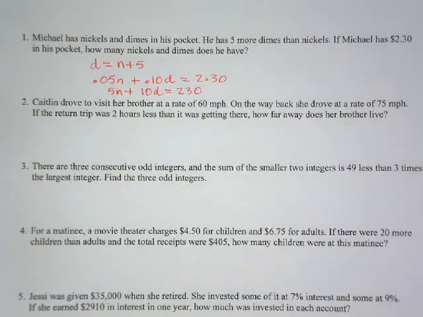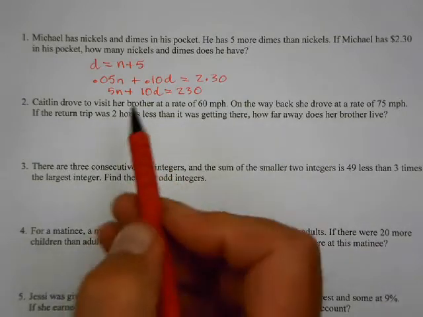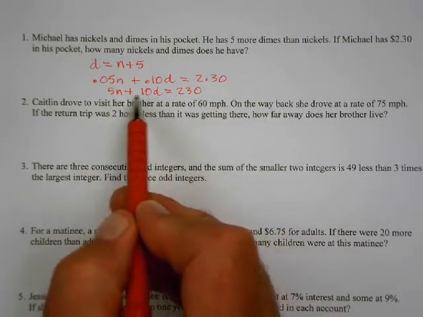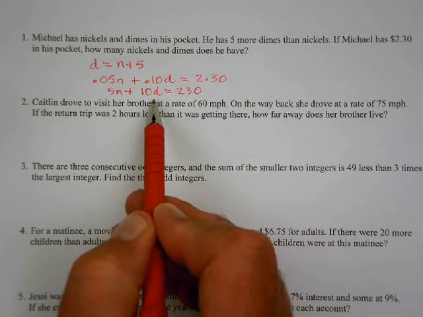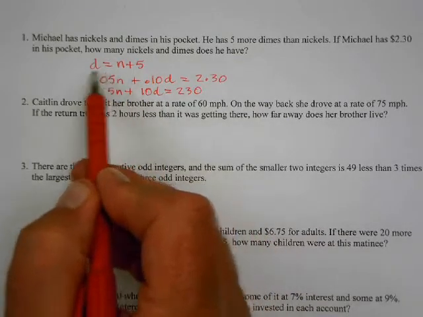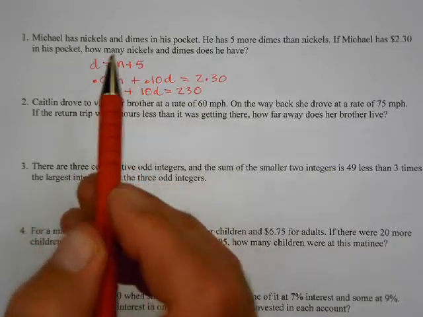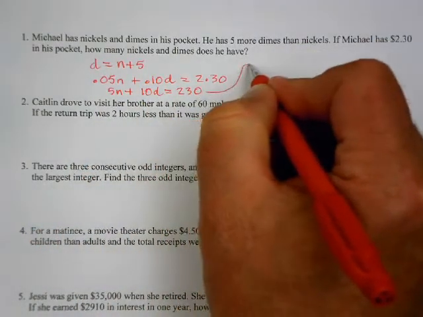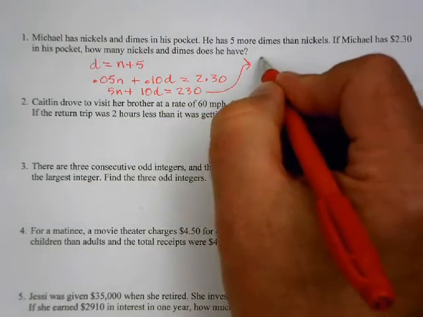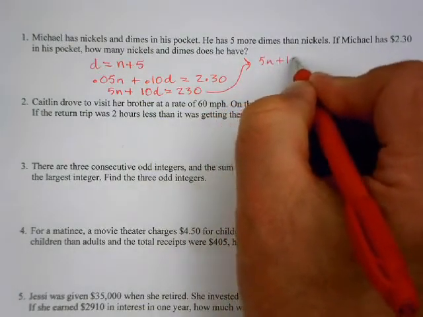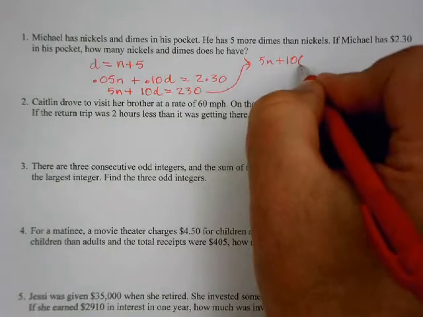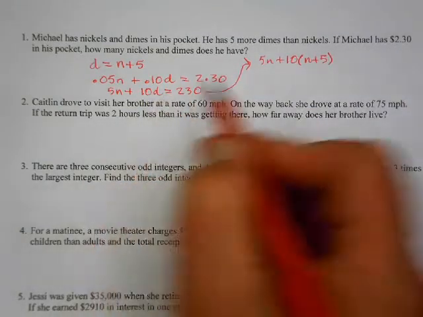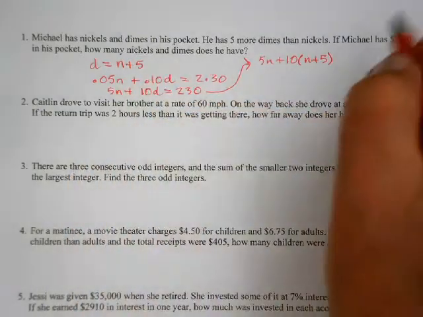Now, I cannot solve this just as it is because I have 2 different unknowns, the nickels and the dimes, but I have a relationship between nickels and dimes, and so I'm going to do a substitution. So I'm going to rewrite this as 5 nickels plus 10 times nickels plus 5. So notice what used to be a d is now the n plus 5, and then I still have my 230.